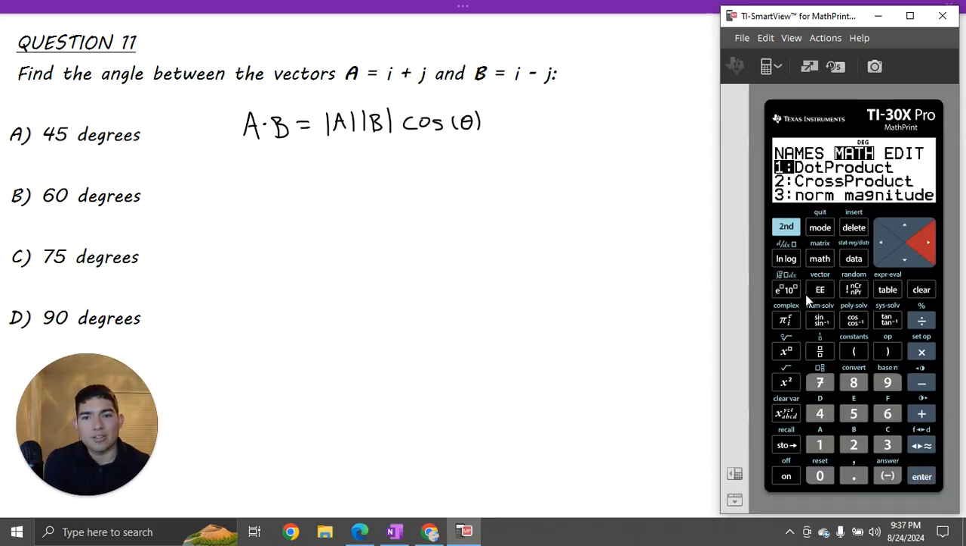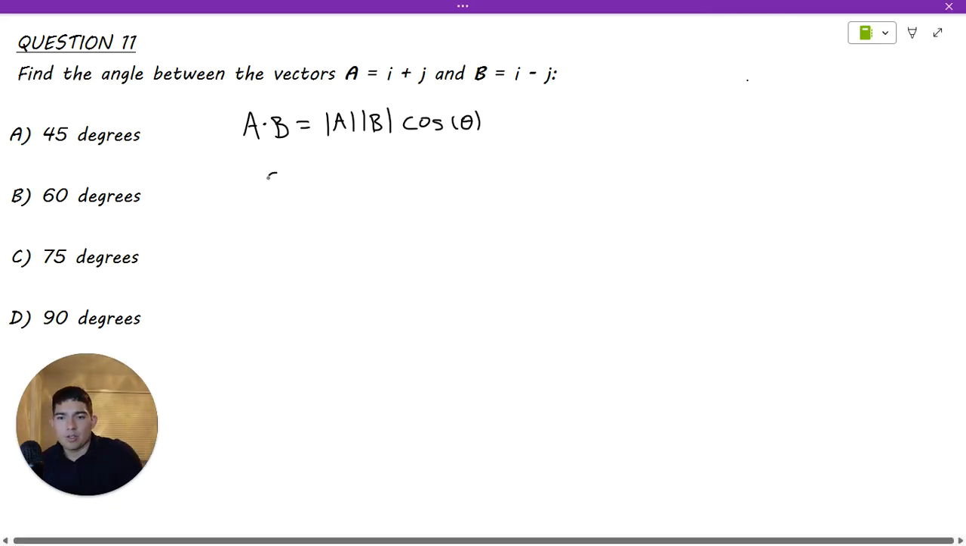And then I'll go back to the main screen and I'll grab the dot product from this math tab in the vector section. And then we just grab our vectors and we make sure that there's a comma in between, as you can see here. And then when I close the parentheses and hit enter, it's going to tell me that the dot product of A and B is 0. So I'll go ahead and put a 0 right here.